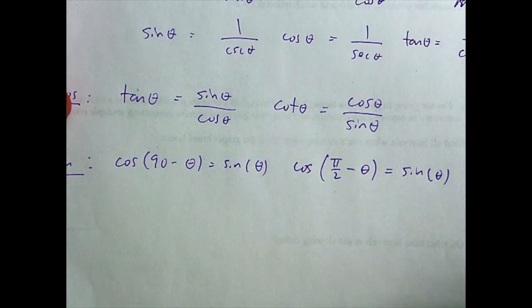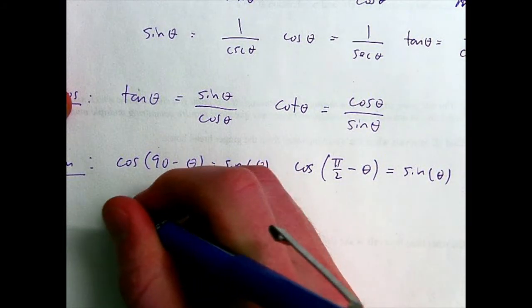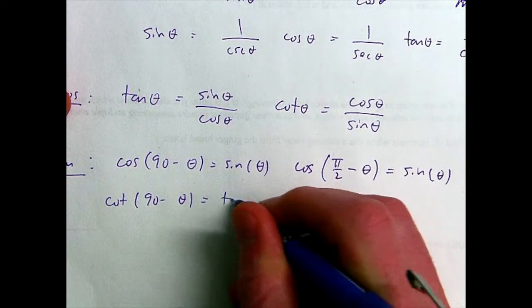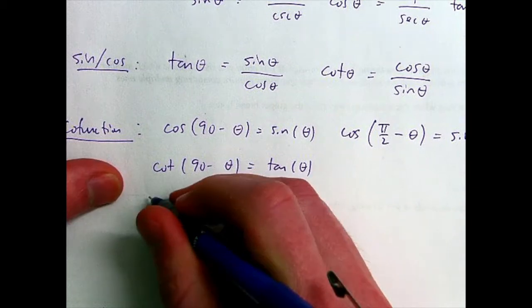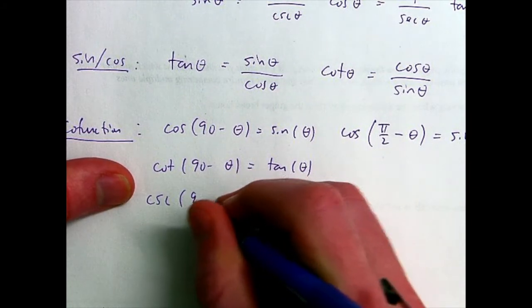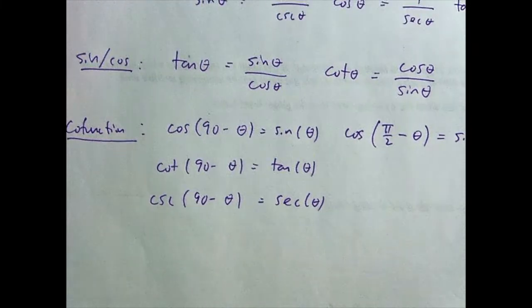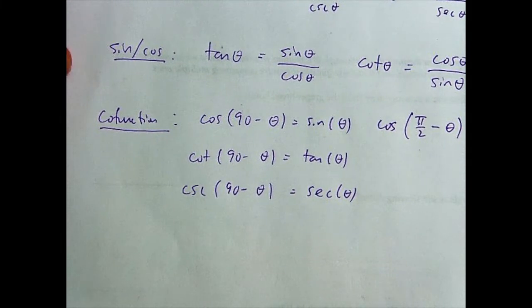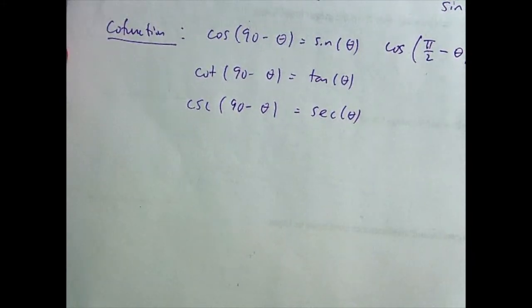Basically every function is associated with its co-function in this way. So for example, cotangent of 90 minus theta is equal to just tangent of theta, right? And you can go on, like cosecant of 90 minus theta is equal to secant of theta. So these identities, it's good for you to see them, but they won't be used that much in our lesson today, and going forward, they don't come up too often.